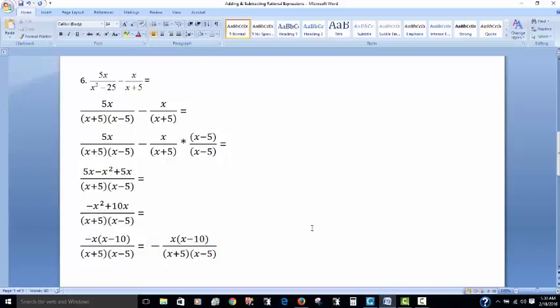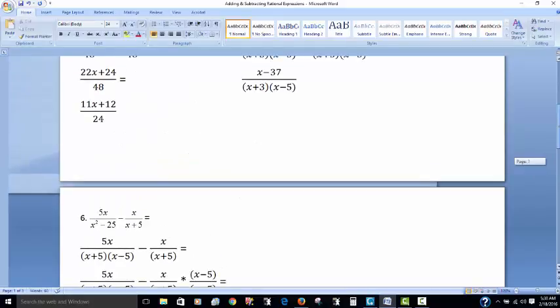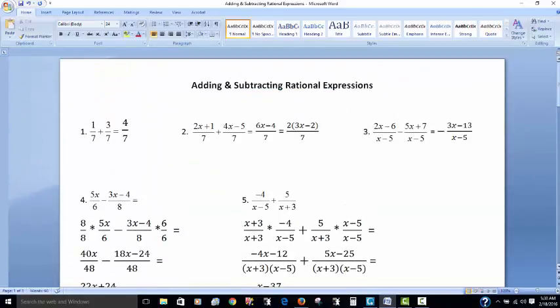Okay, so hopefully that helped you with your adding and subtracting rational expressions. And it doesn't matter if it only has 2 fractions or 3 fractions or more. You basically go about these steps the same way.